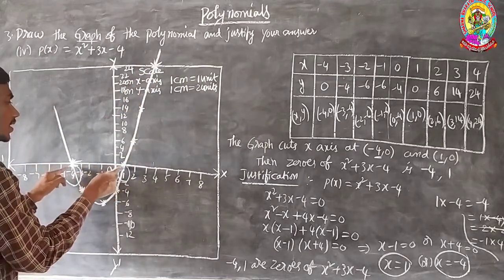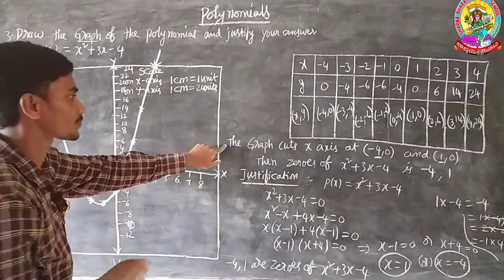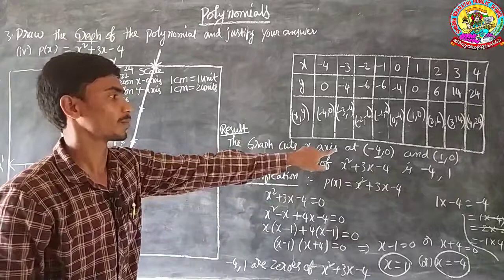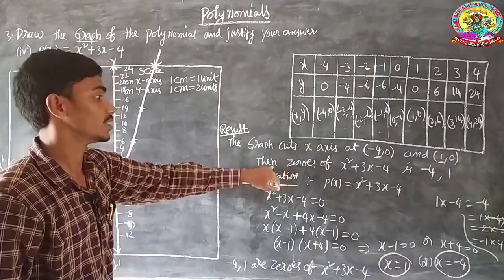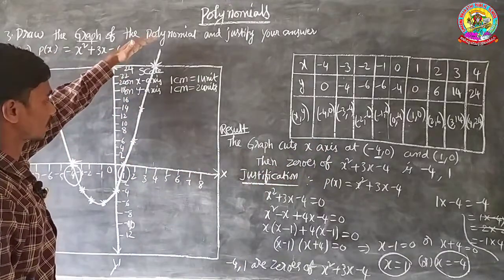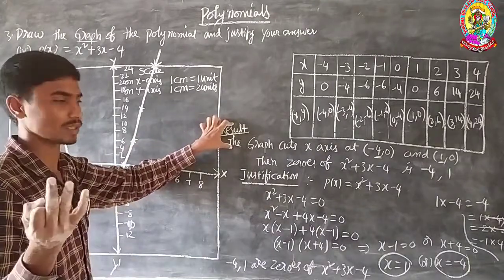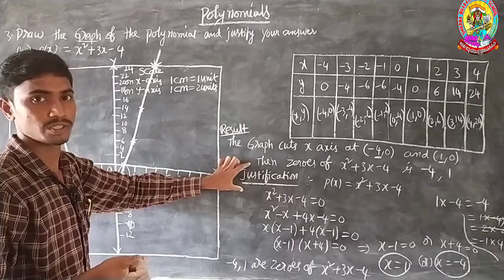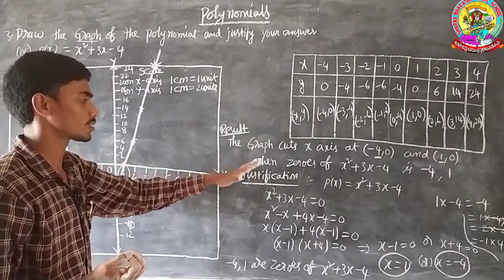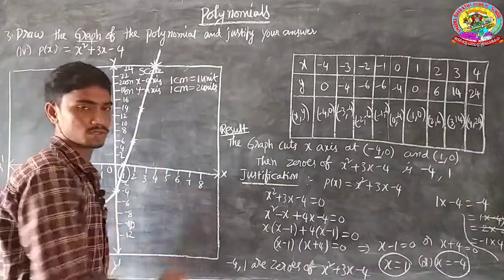The points where the graph cuts the x-axis are the zeros of the polynomial. You have to write this as a result. The graph cuts the x-axis at -4 comma 0 and 1 comma 0. The zeros of the given polynomial are -4 comma 1. Of course, if you complete this process without the result, you may get 3 marks only. If you do not write the justification, you may get 2.5 or 3 marks only. So if you want to get good marks, you have to do up to the justification in this same procedure.